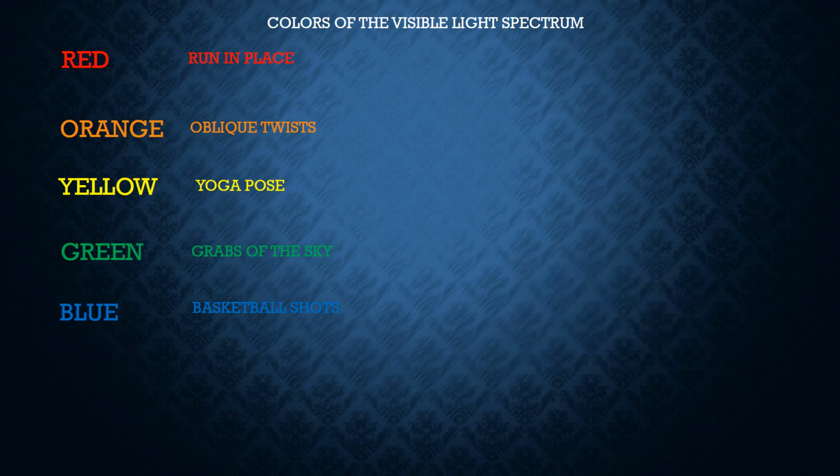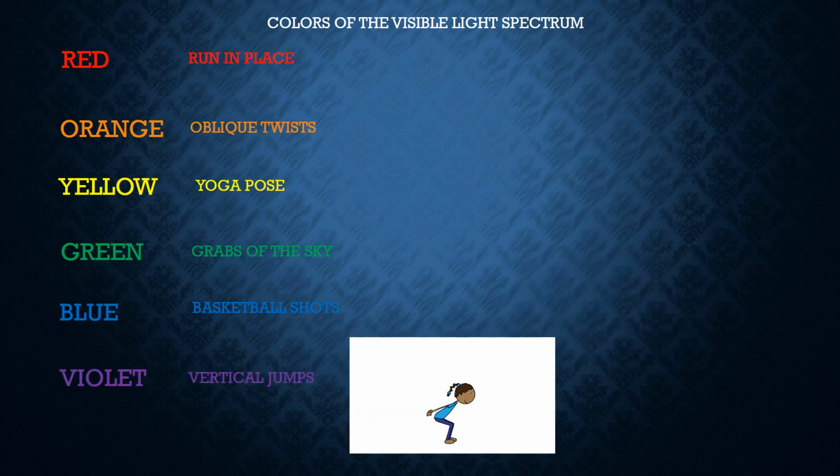Nice job. Our final color is violet. So violet starts with V, and so does vertical. So we're going to do some vertical jumps. Ready? Go. And stop. Great job.